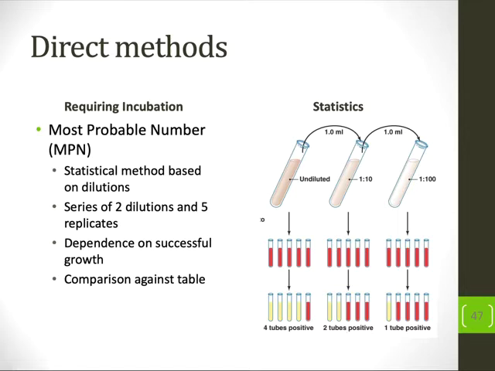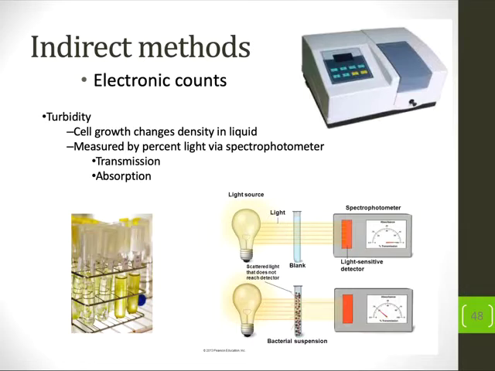So there is a range, but what the most probable number tells you is that there is a 95% chance that the number of bacteria that is in that sample is this amount. It gives you a range, it's between this range, but the most probable number is 26 in the example that I cited. And then you have indirect methods where you have electronic counts. And so you have a sample, you have an instrument that you just put it in, and it electronically counts the number of bacteria in there. Most laboratories use this method.